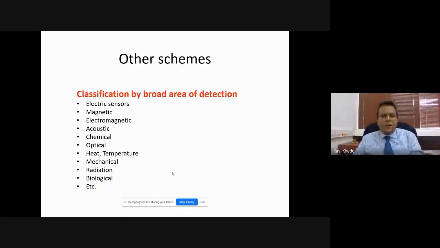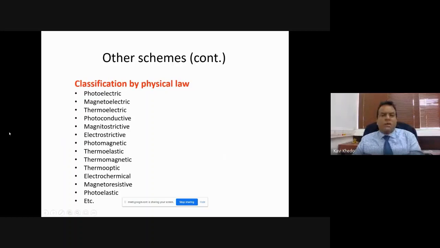The other way of classifying sensors is by its broad area of detection. You have electric sensors, which we use most often, magnetic sensors, electromagnetic sensors, acoustic sensors for sound, chemical sensors, optical sensors for light, heat or temperature sensors, and mechanical sensors. All these are examples based on its area of detection. You can also classify by its physical law. Photoelectric sensors, so light in terms of electricity; magnetoelectric sensors, magnetic field to electric; thermoelectric sensors, thermo meaning heat, heat to electric; photoconductive; electroconstructive; photomagnetic. So all these are different types of sensors depending on what it is reading in terms of the physical properties from the real world and what it is converting it to.